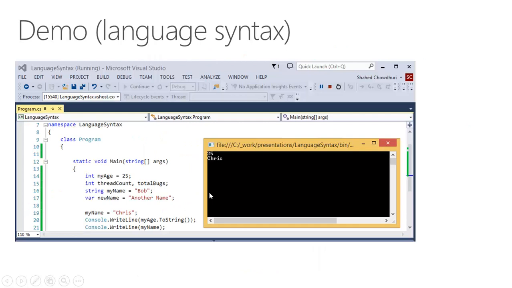Next, let's take a look at a quick demo showing language syntax.